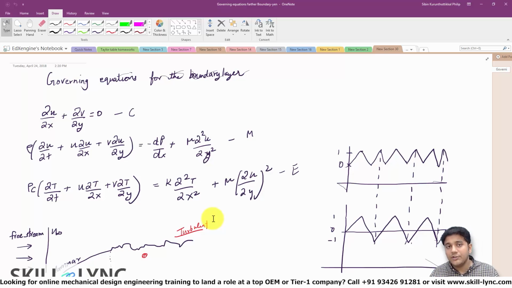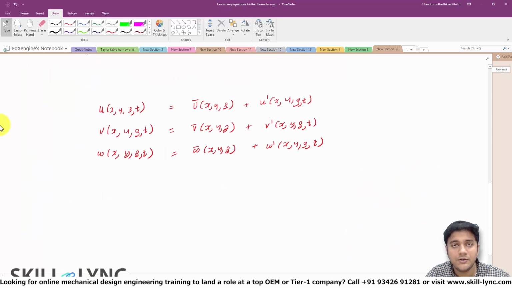Now in this process you will end up with some unknown terms that have to be modeled, and these are some of the things that we will be learning today. So the first step that we need to take is to split your velocity components or any other flow variable into a mean component and a fluctuating component. This is what is called the Reynolds decomposition.